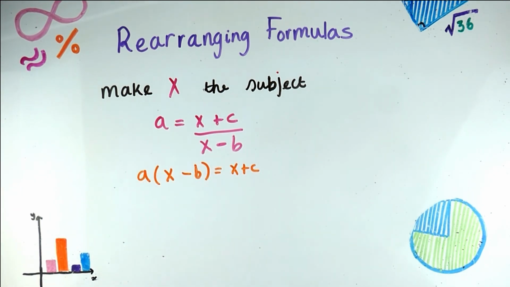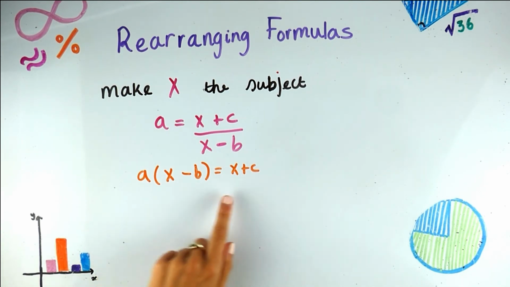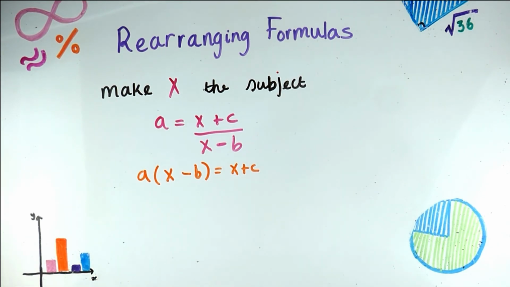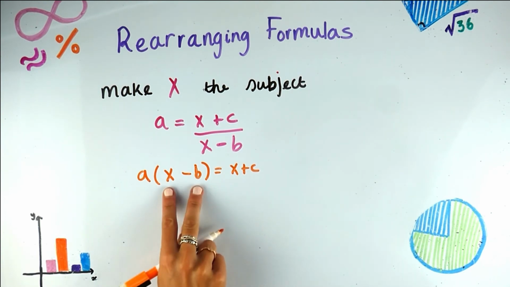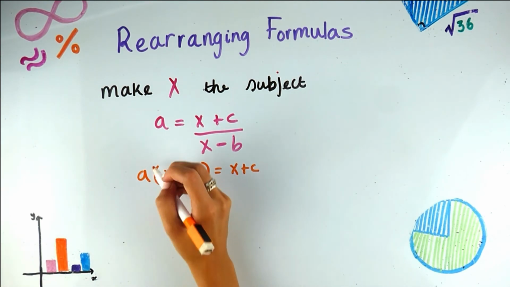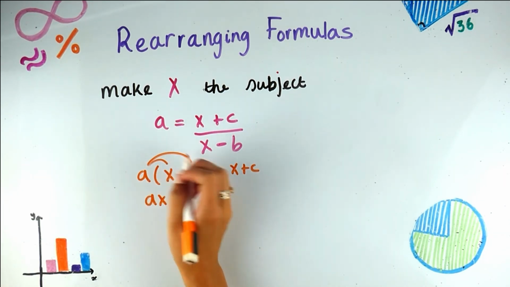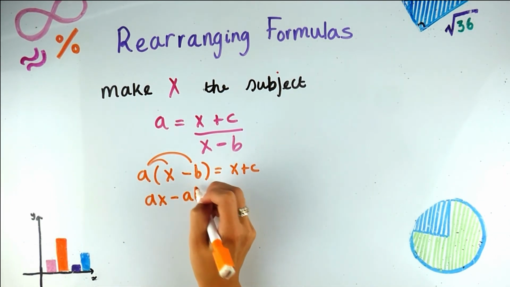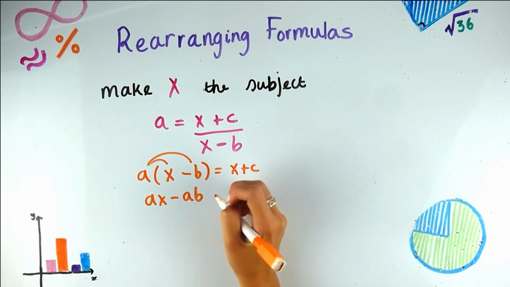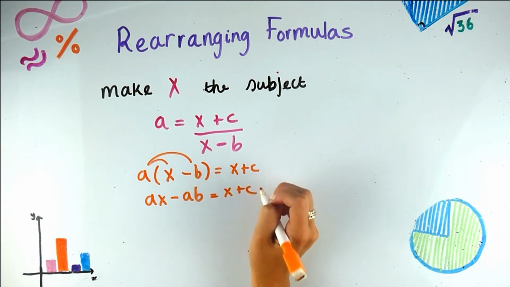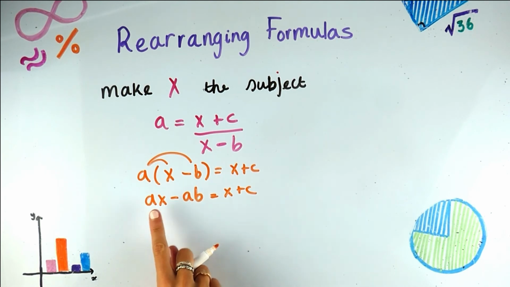Okay, and now we have a very similar situation to the one we just did. I have an x on both sides, and I want them on the same side. So first, instead of this x minus b being attached, I separate them by doing a times x and a times b. So I expand that bracket, so I can shuffle the x around without it being stuck to minus b.